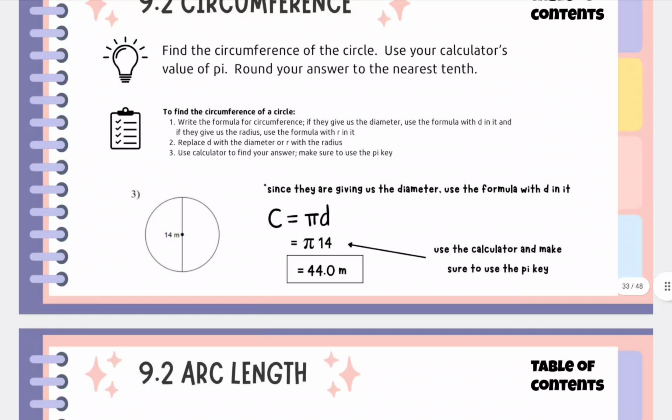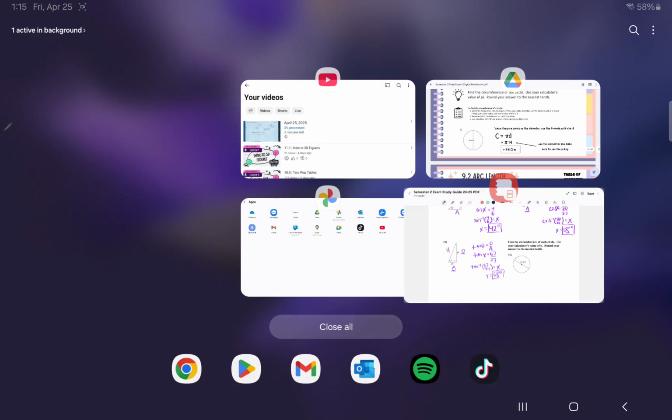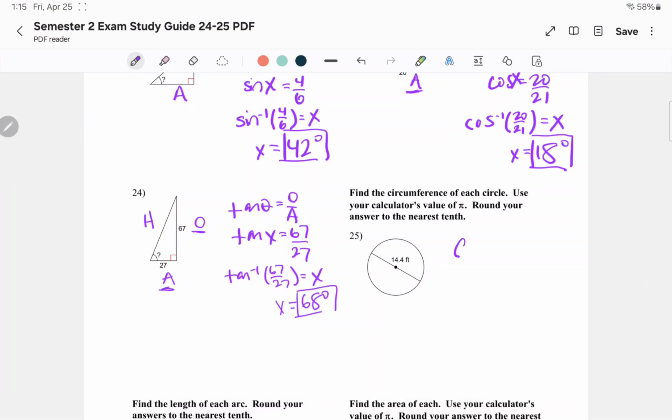So see how circumference is pi times diameter? That's what we're going to be using. Circumference is pi times diameter. So we're going to write that. It says find the circumference, is pi times diameter. So all we have to do is bring down pi. We're going to fill in the diameter is 14.4. All we have to do is put that into our calculator. So pi times 14.4 gives us, and this is rounded to the nearest tenth, so it would be 45.2. And that would be feet.